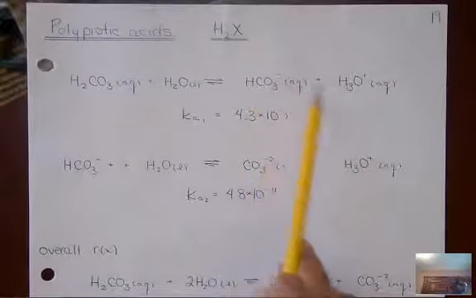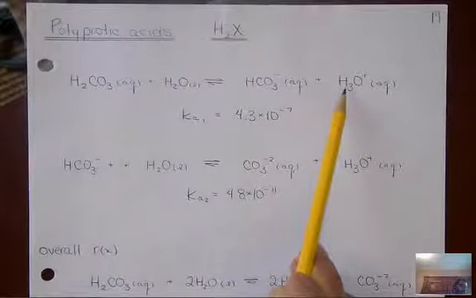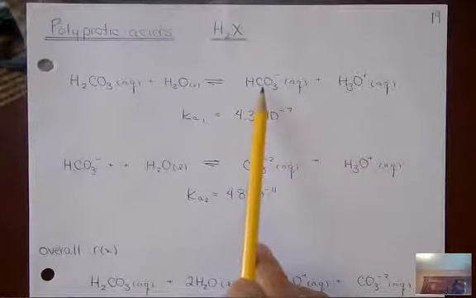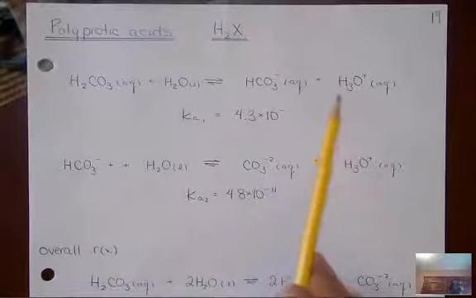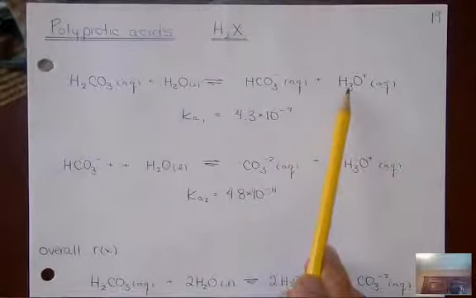H3O plus would take a proton from here, so this guy would be the proton acceptor, the base going backwards, and this would be the acid going backwards. So hydronium ion is always going to be an acid.